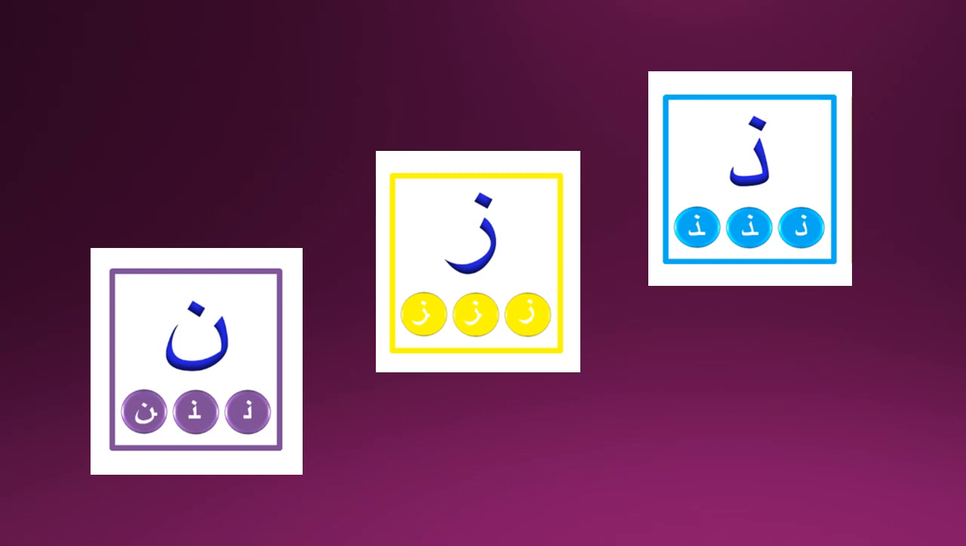Now look at these letters. What are they? Zal, Za, Noon. Look at their half shapes. These are the shapes of Zal. These are the shapes of Za. And this is of Noon.